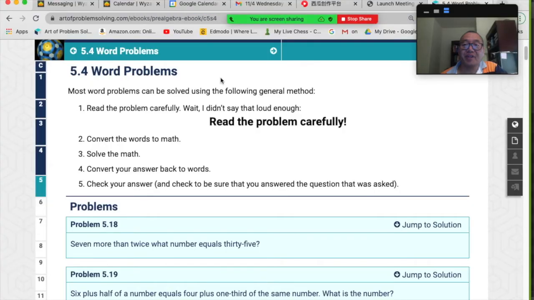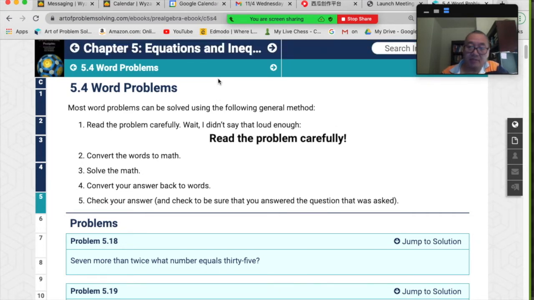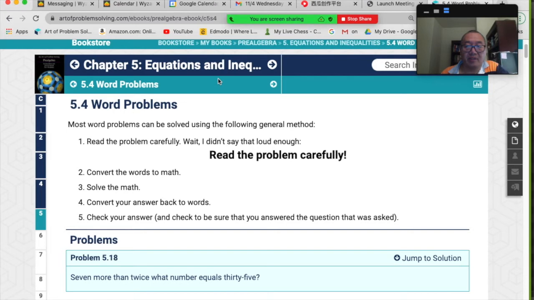You see my screen? So today we continue to learn chapter 5. Today we need to learn section 4, word problems. Word problems is the most important part in pre-algebra. So when you try to solve a word problem, you need to follow these steps. Most word problems can be solved using the following general method.